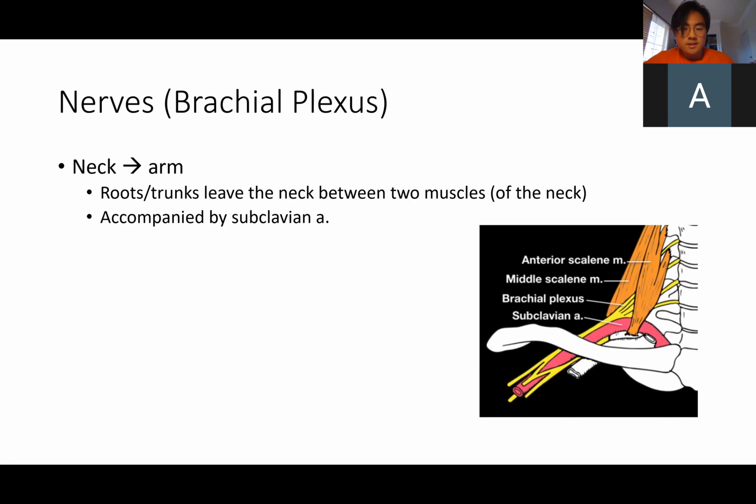But just a general idea is that you have three neck muscles, the three scalene muscles. They're triangular, which is why they're called scalene. You have anterior, middle, and posterior, and your brachial plexus travels out between the anterior and the middle. And the subclavian artery also travels between the anterior and middle scalene muscles. Now, this is important because the cords wrap around the axillary artery, which we'll touch on in a sec.